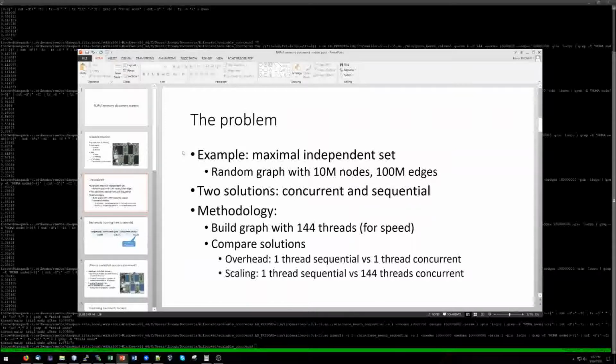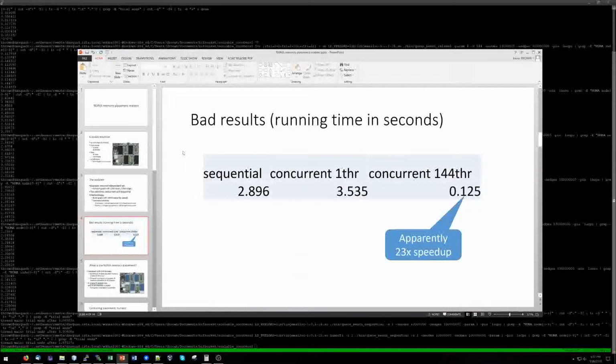So if I run some experiments like this and show you the results, here are some bad results. This is the running time in seconds to solve an instance of MIS on a random graph. The sequential algorithm takes about 2.9 seconds. The concurrent algorithm with a single thread takes about 3.5 seconds. There's some overhead there. And the concurrent algorithm with 144 threads takes about 0.125 seconds. So this is apparently a 23 times speedup, which sounds really great. But I didn't stop here.